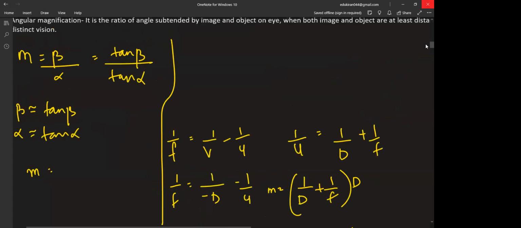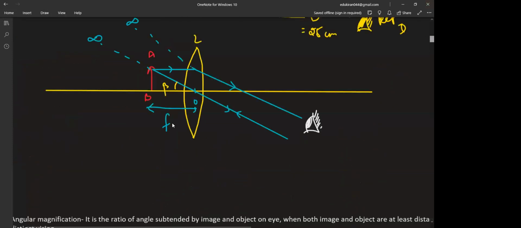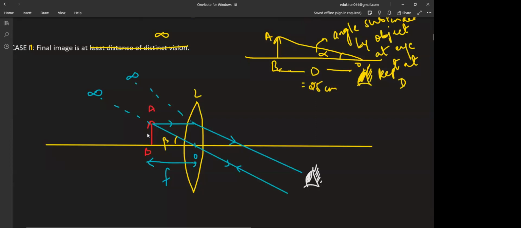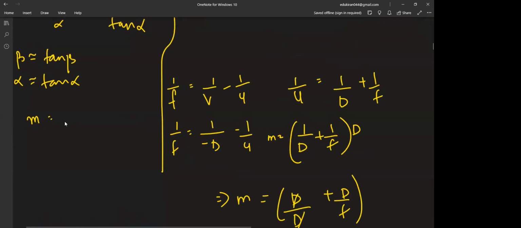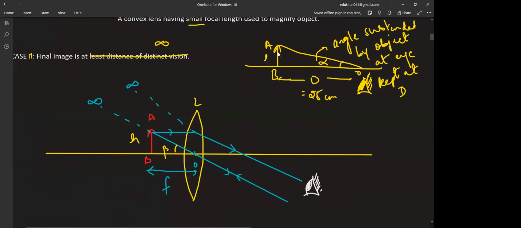So magnification is basically, you have AB, tan beta you have to write. What is tan beta right now? Height of the object divided by the focus. If you look at this triangle, AB by BO, that is height by focus, right, in this triangle. So for magnification, you have the value of tan beta. Tan beta is H by F. What is tan alpha? From here, tan alpha is AB divided by D, same thing.